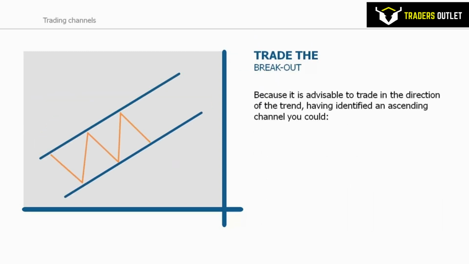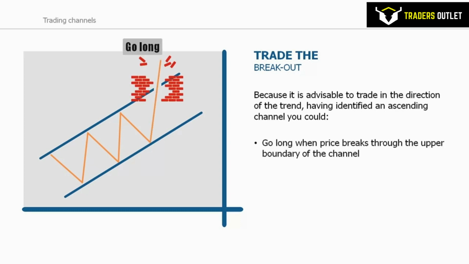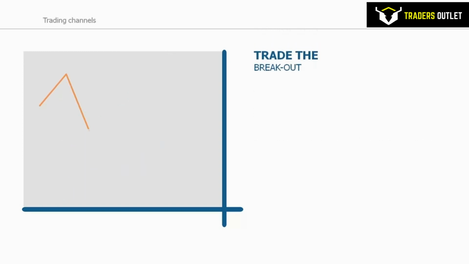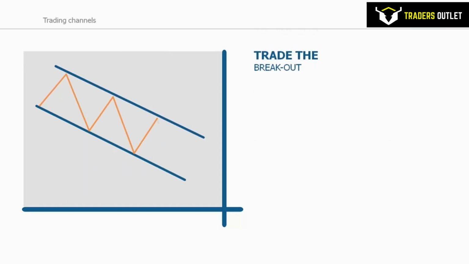If you anticipate that the price will not reverse at the boundaries, but will continue at an accelerated rate in the direction of the trend, you buy when the price crosses the upper boundary, or you sell when the price goes through the lower boundary. As always, it is best to also do this in the direction of the trend. So in an uptrend, you go long at the breakout of the upper boundary, and you might want to go short at the breakout of the lower boundary.